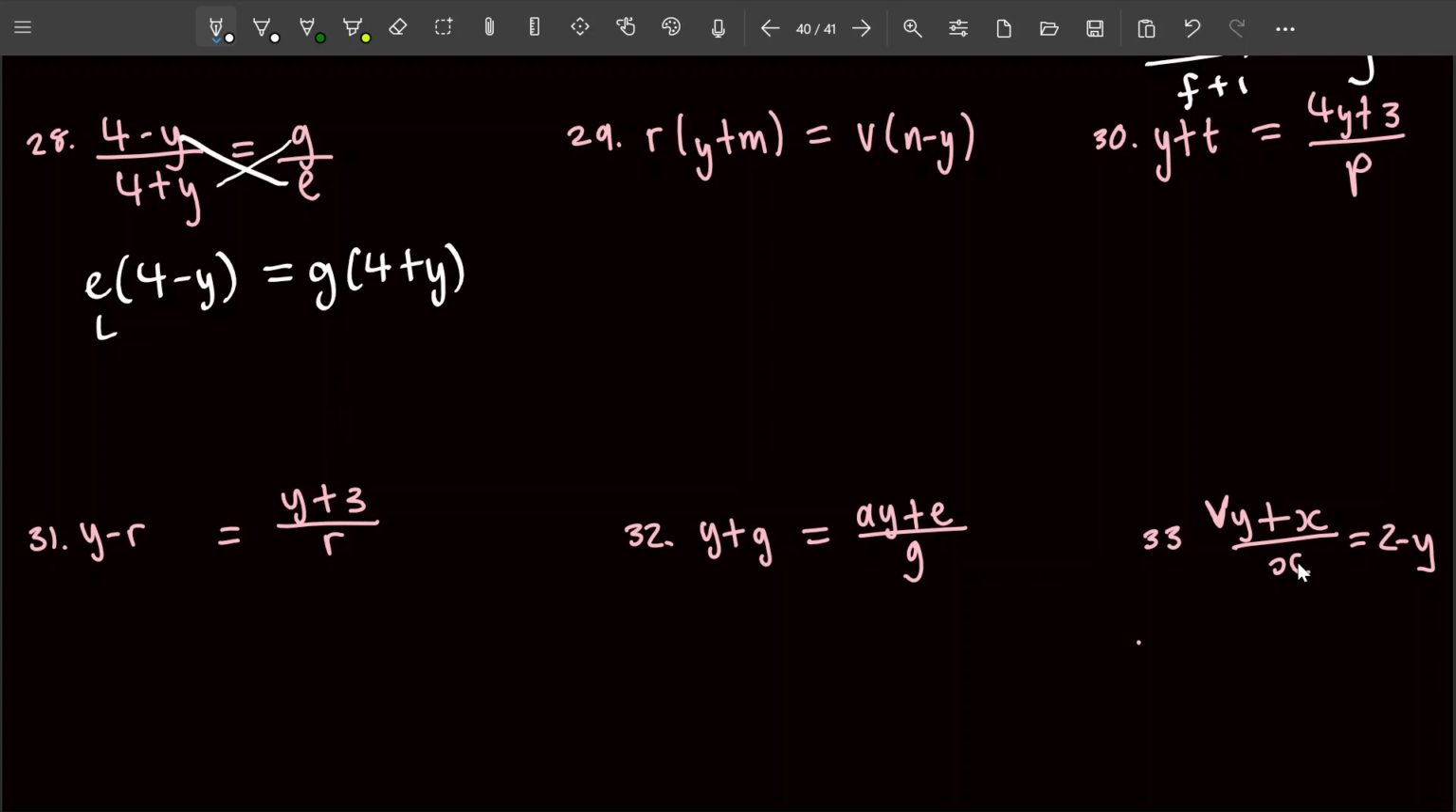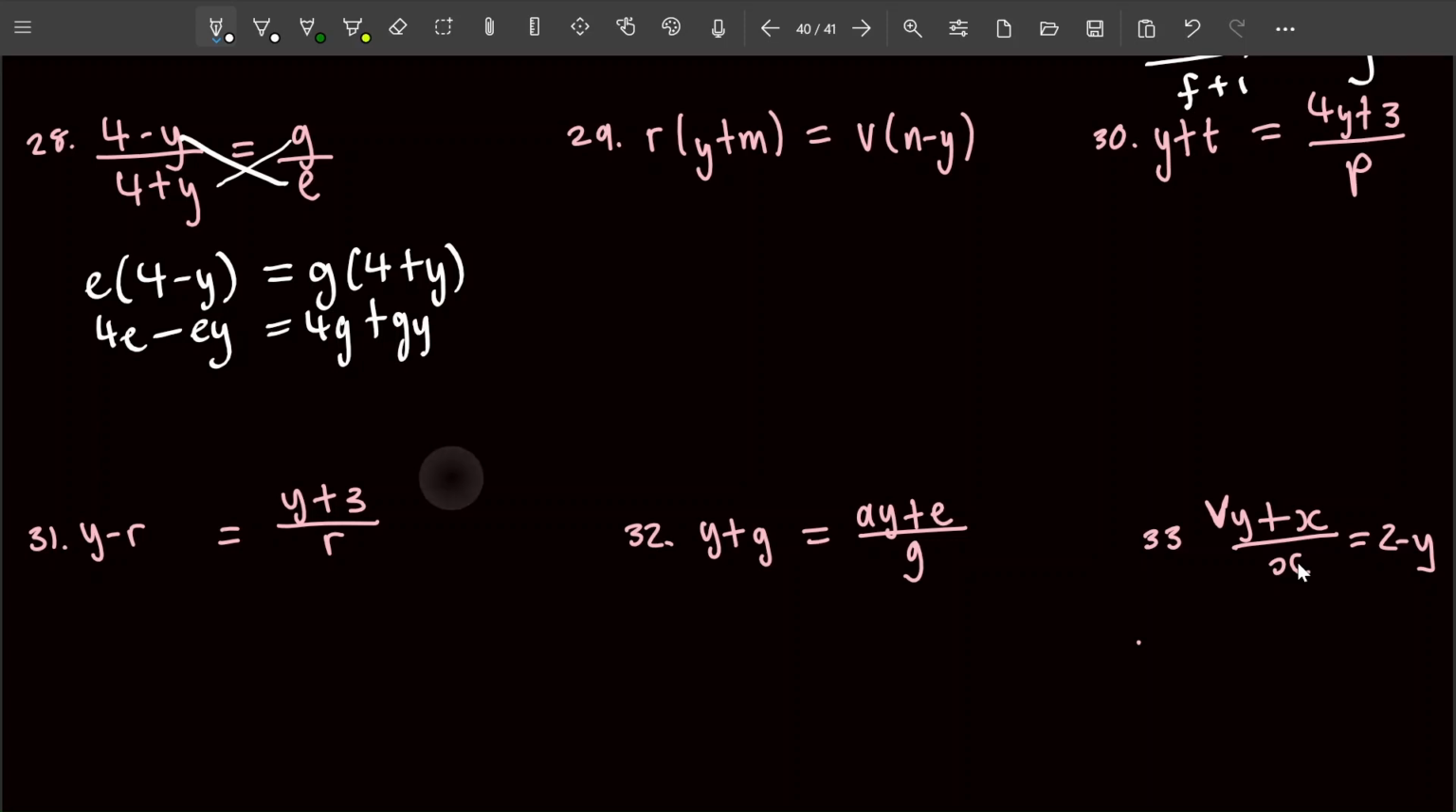What do I do? I expand, because I have y on the left and y on the right. So I have to expand. 4e, because that's e times 4. And then e times negative y, the signs are different, your answer is negative. E times y is ey. Is equal to g times 4 is 4g. G times positive y is just plus gy.